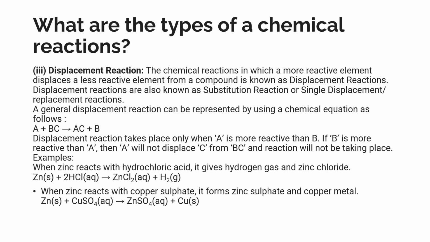When zinc reacts with copper sulfate, it forms zinc sulfate and copper metal. Zn in solid state plus CuSO4 in aqueous state gives ZnSO4 in aqueous state plus Cu in solid state.